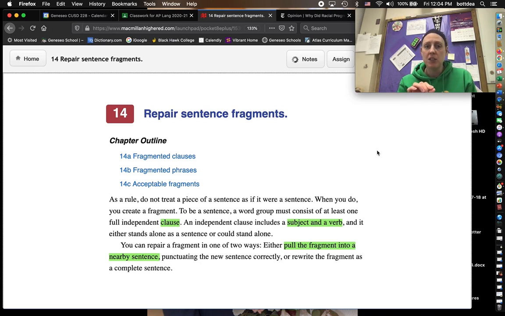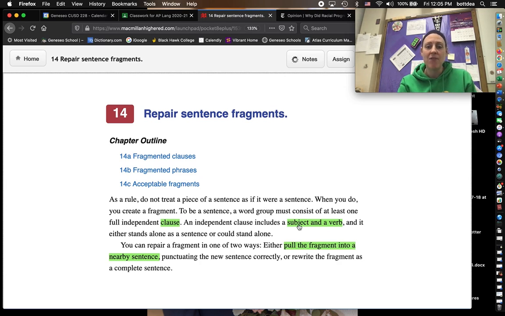In order for something to be considered a complete thought, it has to be a full independent clause. And remember, this word clause is going to be really important to us in order to understand grammar better. So they define what a clause is in the next sentence. A clause is a group of words that has both a subject and a verb, and also that group of words can stand alone as a sentence.